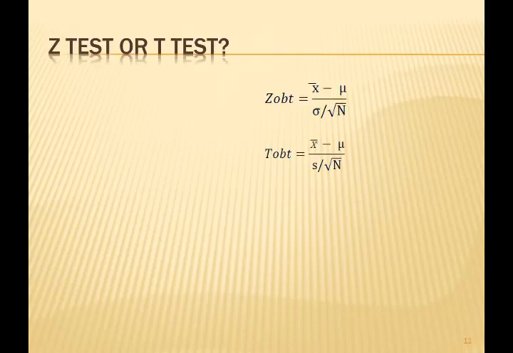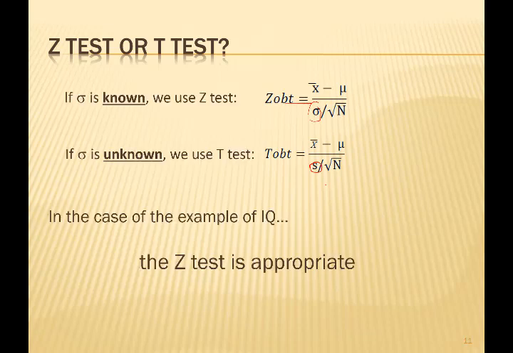So now the question of z-test and t-test: how do you decide? Here are the formulas, and if you look carefully, the difference between the z-obtained and t-obtained formulas comes down to the standard deviation of the population versus the standard deviation of the estimated population. If the standard deviation of the population, sigma, is known to us, then we use the z-test, because we can plug in all the numbers to calculate z-obtained.